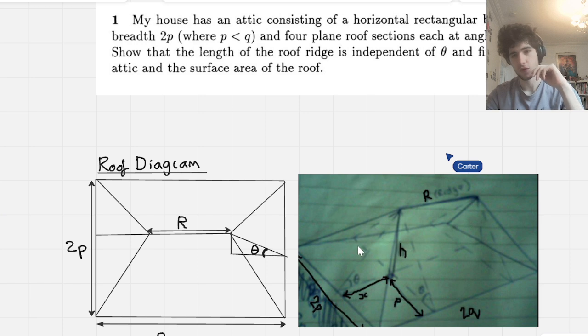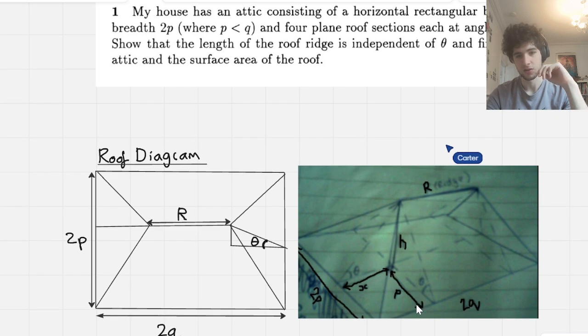So we have four plane roof sections. 2 of them are triangular, right? Because you just have triangles on the ends. And then 2 of them are trapezoidal. So you have 2 trapeziums, however you say it. You have 2 trapezoidal plane roof sections as well. And they all connect along this line, which has length r, which we don't know.